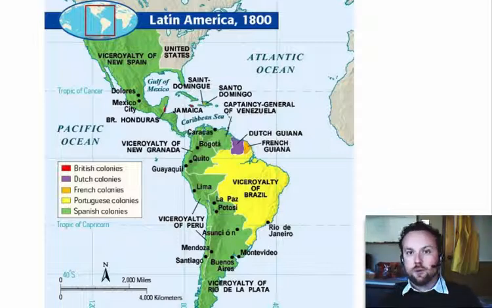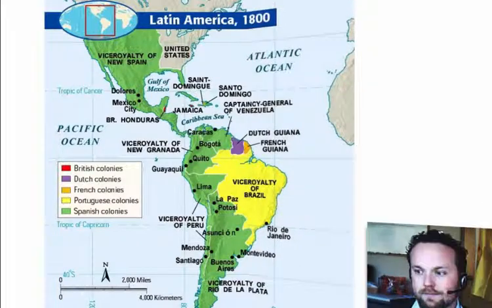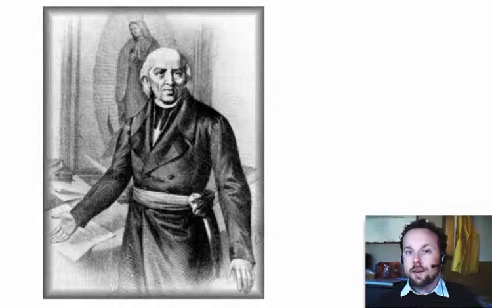And Spanish rule kept many people, especially Indians, in debt, and it got to the point that even the very wealthy wanted liberation from Spain. And it all starts with Mexico.